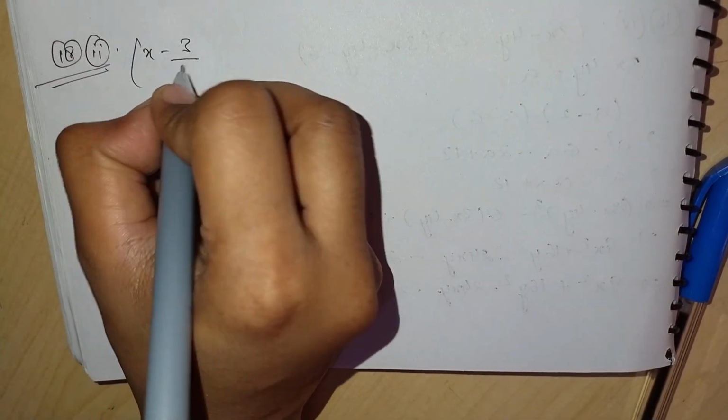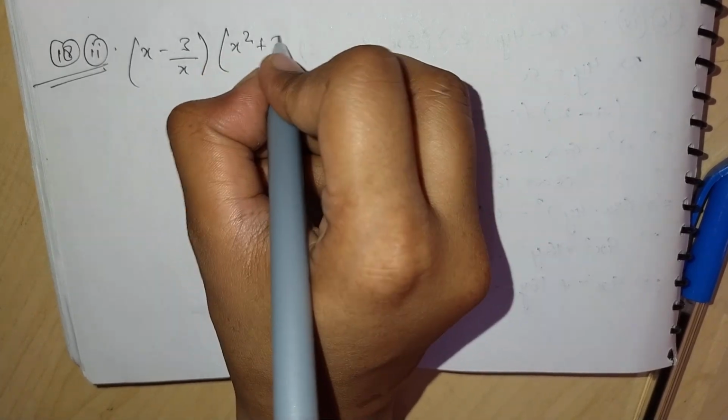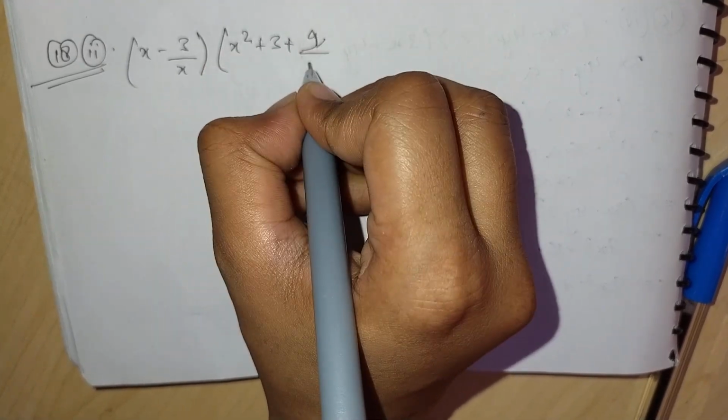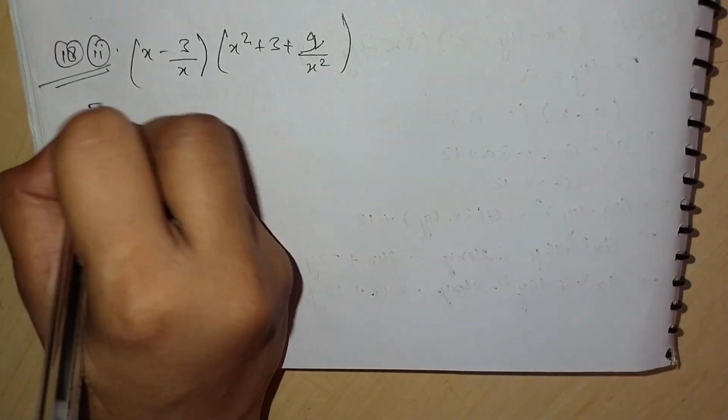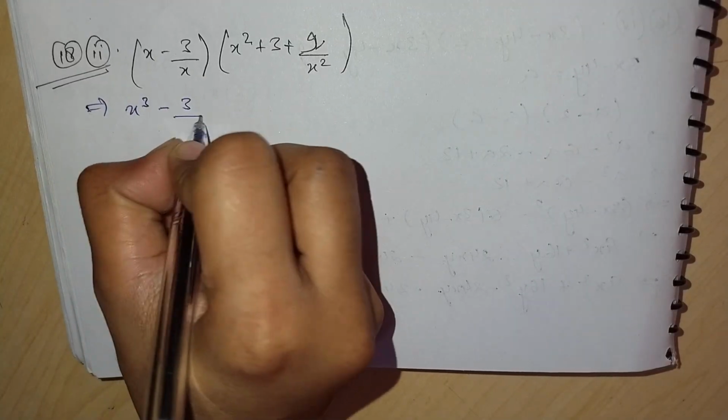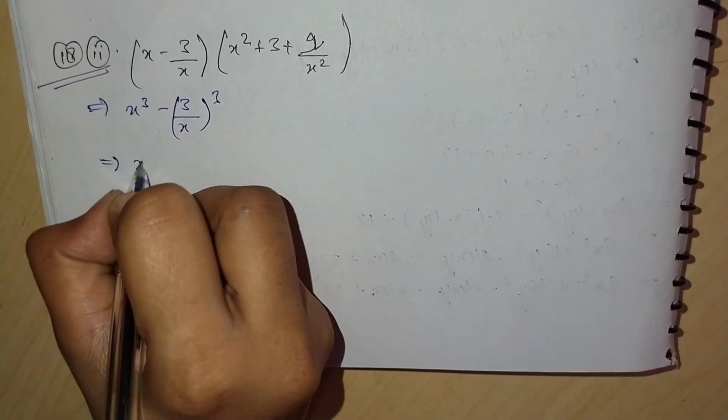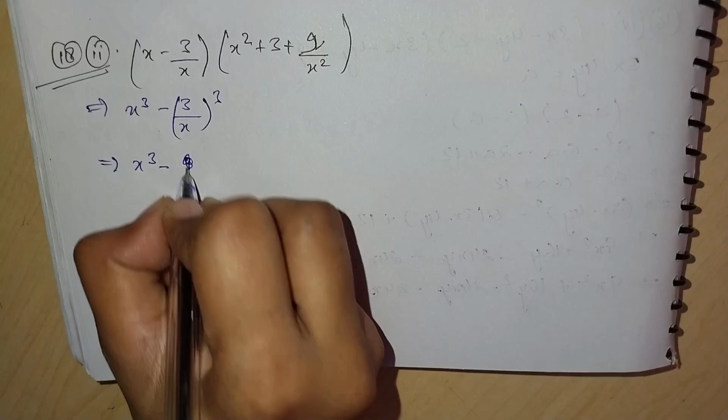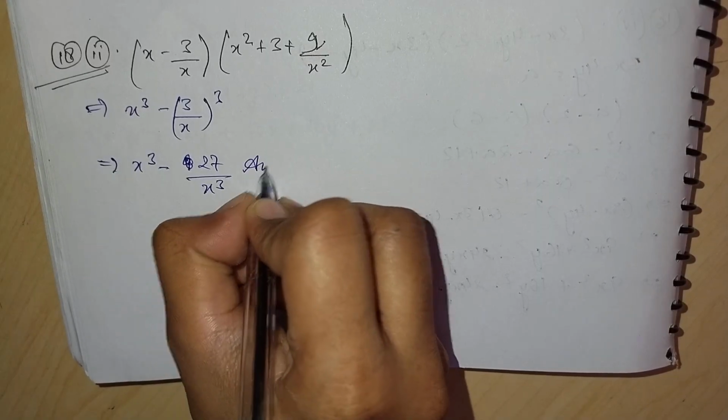18th second part here is x minus 3 by x, square plus 3 plus 9 by x square. Here I'm solving (x)³ minus (3 by x)³ equal to x cube minus 27 upon x cube is the answer here in this question.